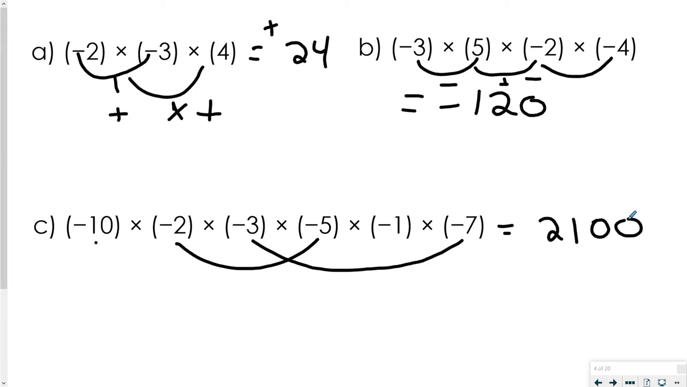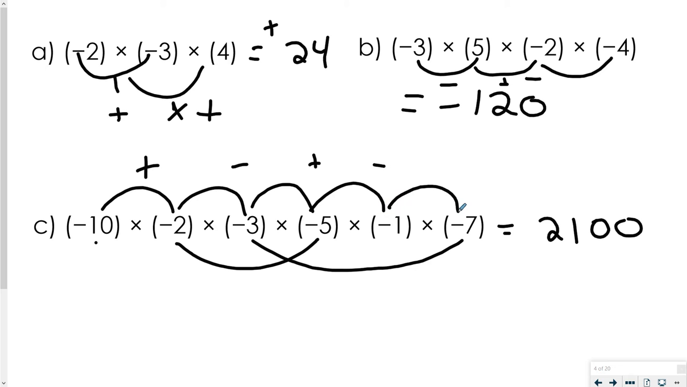Now the question is, what's the sign going to be? Negative times negative is positive, times a negative ends up being a negative, times a negative gives me a positive, times a negative gives me a negative, times a negative gives me a positive. So my answer is going to be positive 2,100.